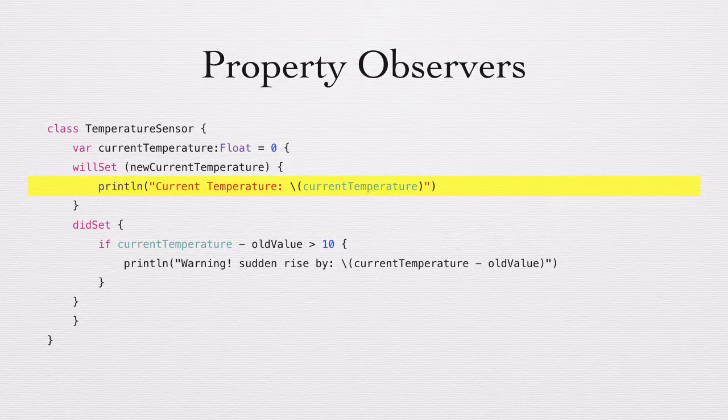In the method body, we just let the user know the new value by printing it on the console. After setting the variable value, the runtime calls the didSet method. In this method, we check if the current temperature has raised by more than 10 degrees. Note that the old value constant is implicit and is provided by the compiler. We now print a warning message to the user of a sudden temperature rise.